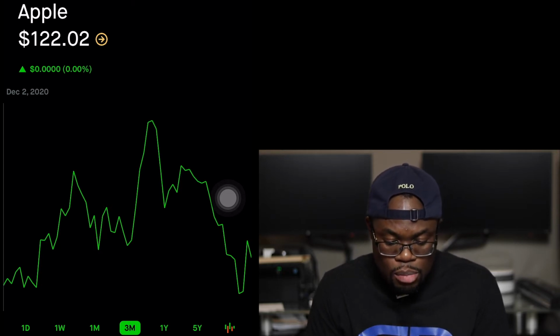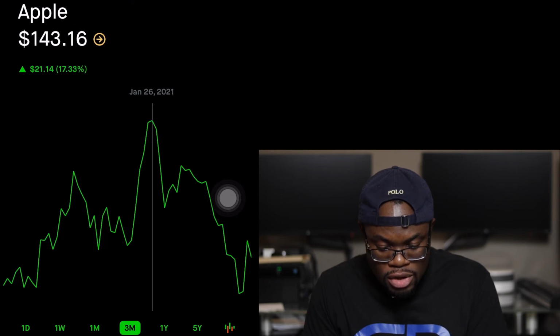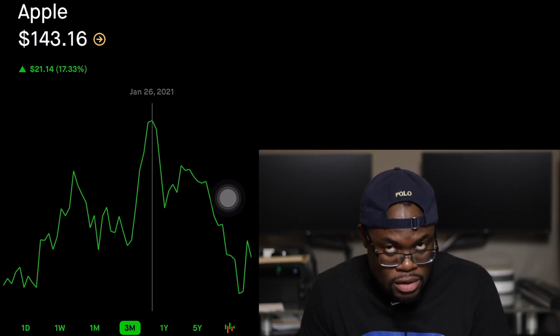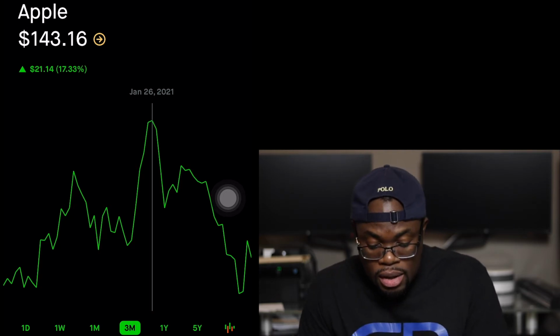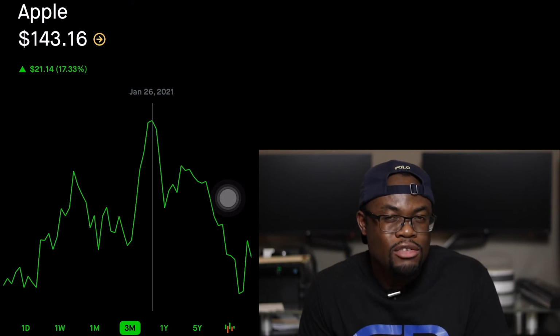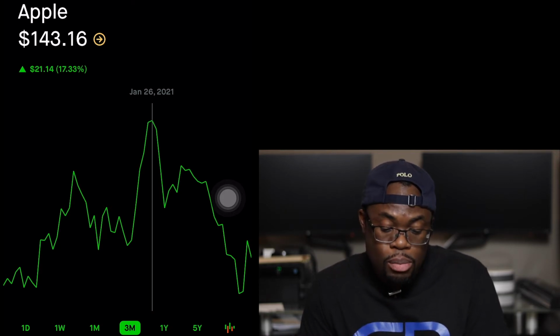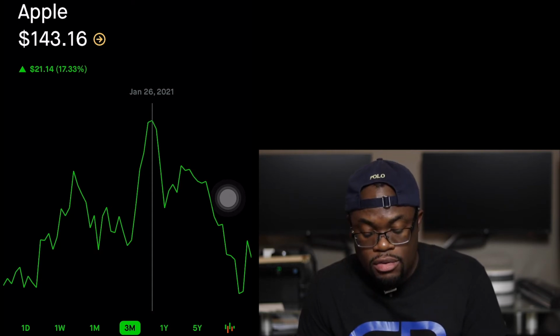So from the beginning of December all the way to January 26th, according to Robinhood, it's showing 143. But like I said, it doesn't really have much data. It's 145, but okay. And it took about 2 full months for Apple to go from that level all the way to this level.